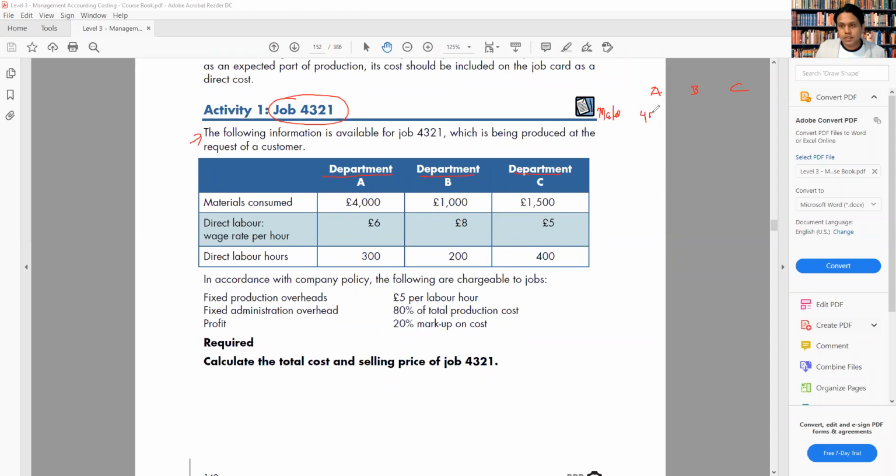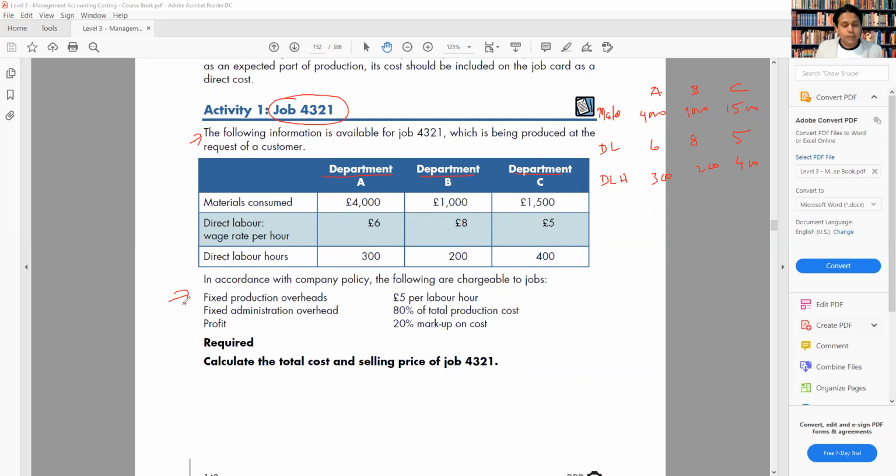So 4,000, 1,000, 1,500. That's my material. Direct labor, I have 6, 8, 5. Direct labor hours: 300 hours, 200 hours, 400 hours. All right, we have some more information here.